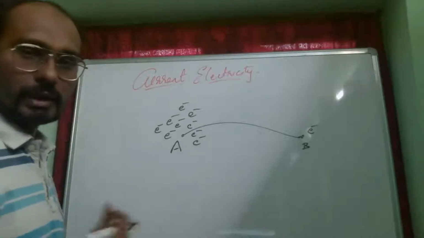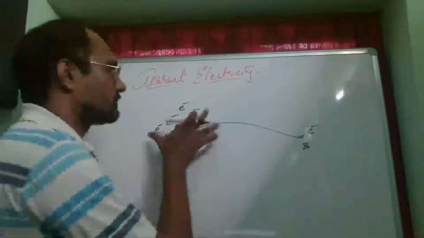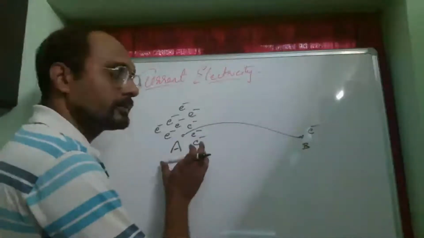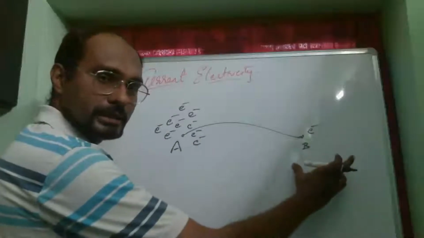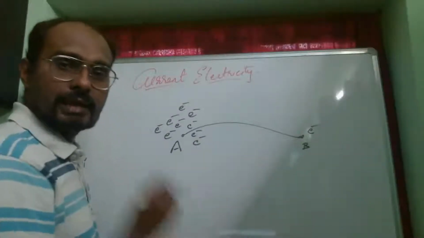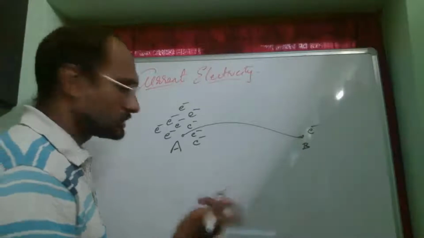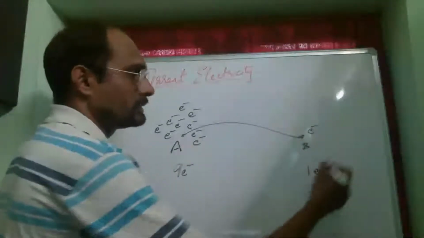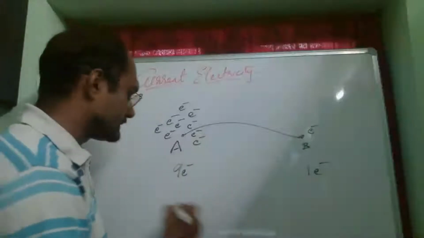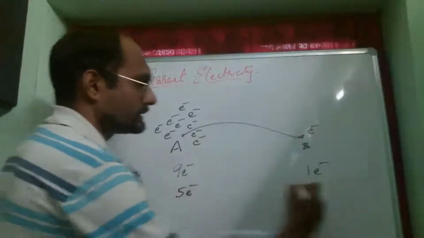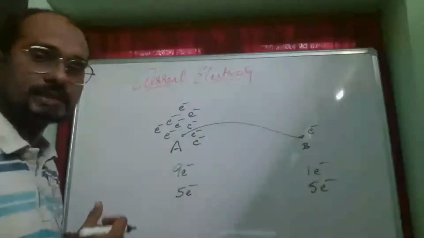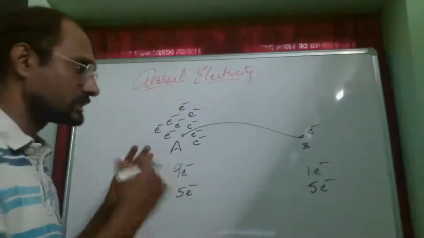Now, what happens? Electrons are more in number here and less in number here. So they start traveling from point A to point B until they attain electrical equilibrium. There are 9 electrons here and only 1 electron here, so they keep traveling until there are 5 electrons on each side. That is how the charge travels, the charge moves.